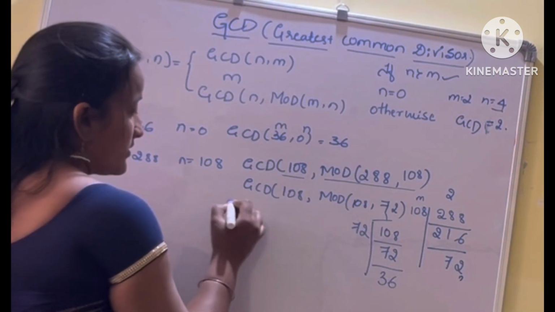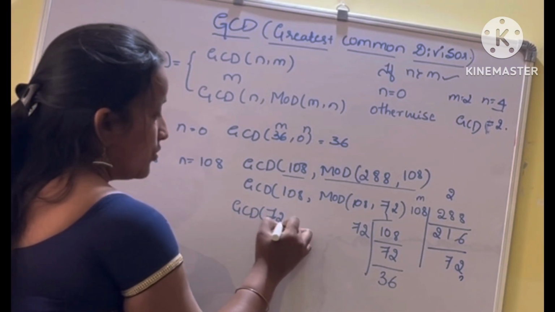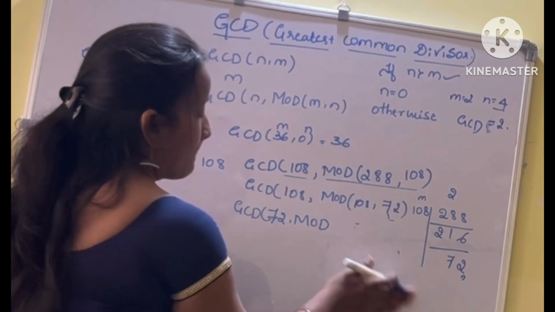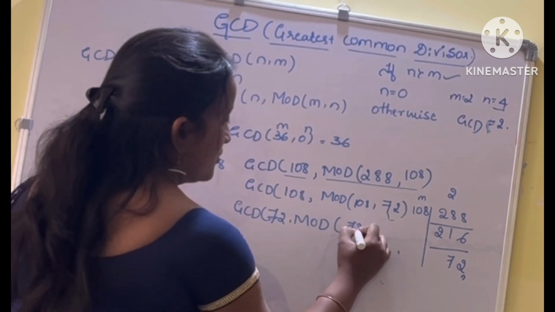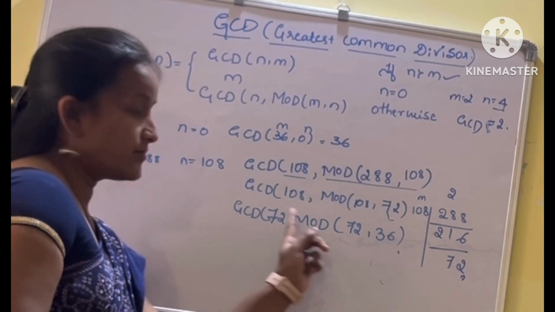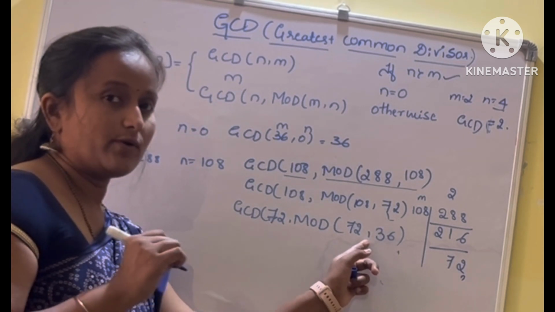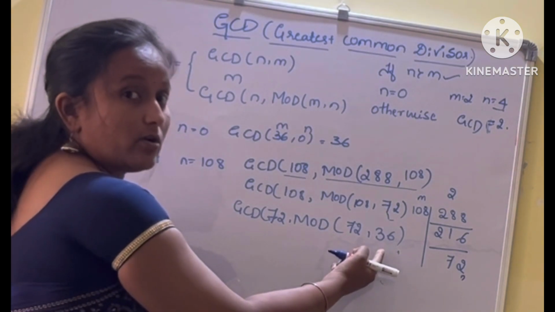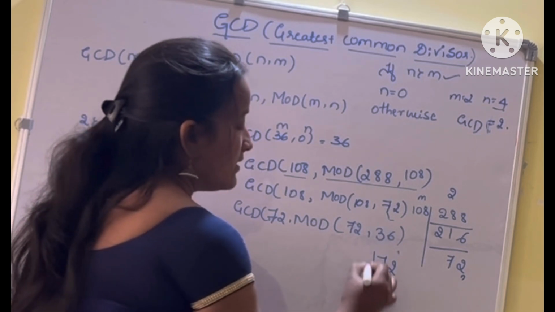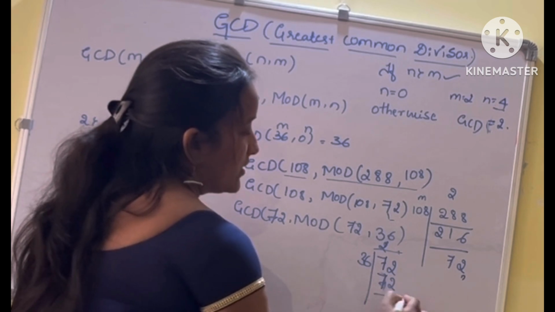We'll write this again and apply the formula: GCD of 72 and 72 mod 36. Again, we should not solve this directly; first we have to solve the mod. We have to repeat this process until we get the n value as 0. The n value is not 0 yet, it is 36. So again we divide 72, this is m and this is n. 36 twos are 72, and we got the remainder as 0.